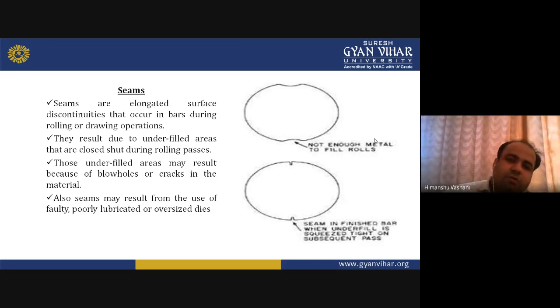So on the surface you can see seams that may look like a blowhole or a crack. But normally when you draw bars while rolling or while drawing, maybe in tube drawing, you will find this kind of defect on the surface.